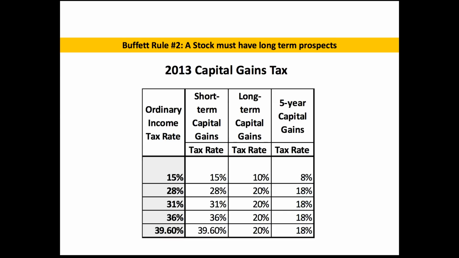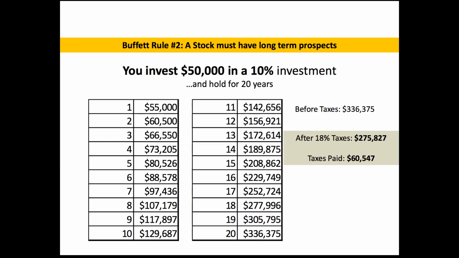whenever you buy and quickly sell a stock. So let's assume that you had $50,000 and you invested that $50,000 in a 10% investment. I'm just using that to make the numbers a little easier. And you're going to hold that investment for 20 years. So every year that investment is growing by 10%. And then we're going to assume that you sell it at the end of 20 years, pay your taxes, and see how much money you would have made.